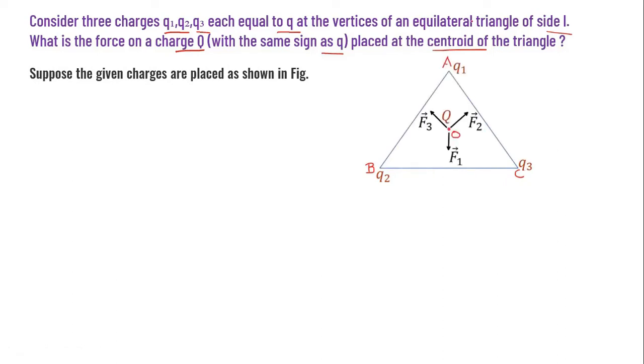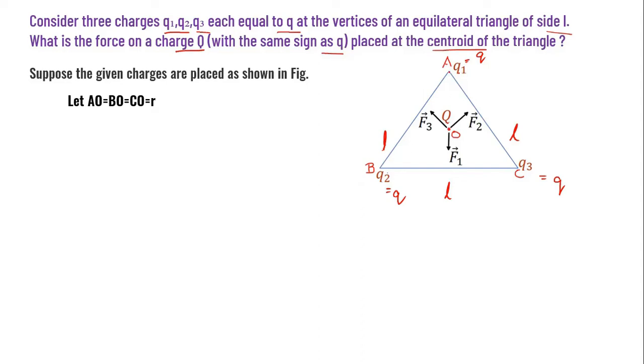First of all, we are having an equilateral triangle. Suppose A, B, C is an equilateral triangle of sides L, L and L. Next, the charges Q1, Q2 and Q3 are each equal to q. They are placed at the vertices A, B and C. Now O is the centroid. At the centroid we have placed a charge capital Q, with the same sign as that of small q. We want to compute the force on capital Q.